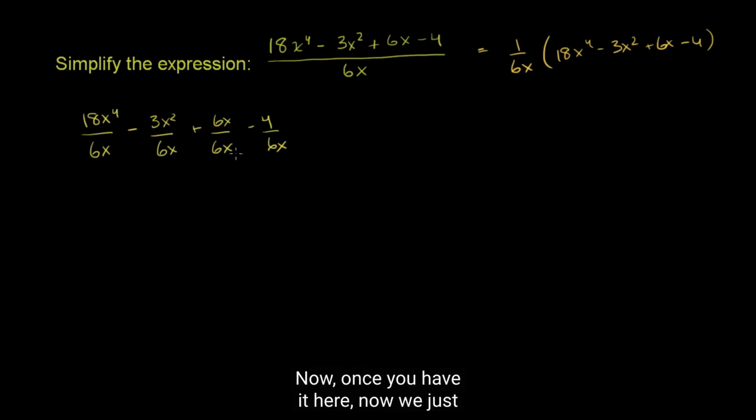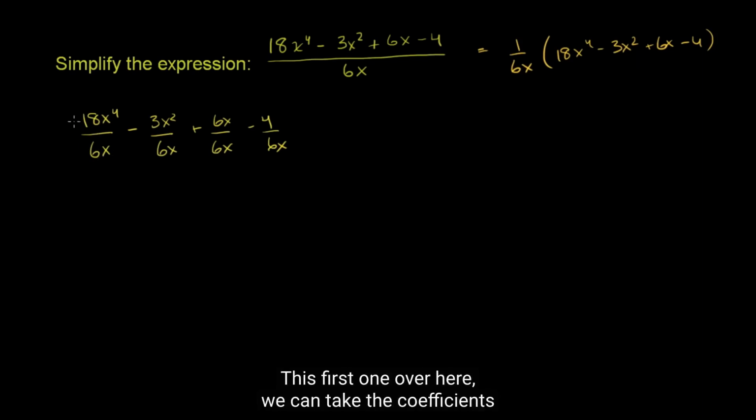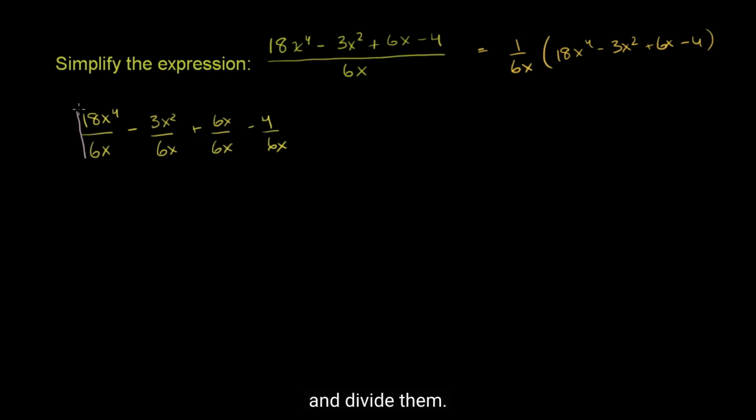Now, once you have it here, now we just have a bunch of monomials that we're just dividing by 6x. And here we can just use exponent properties. This first one over here, we can take the coefficients and divide them.